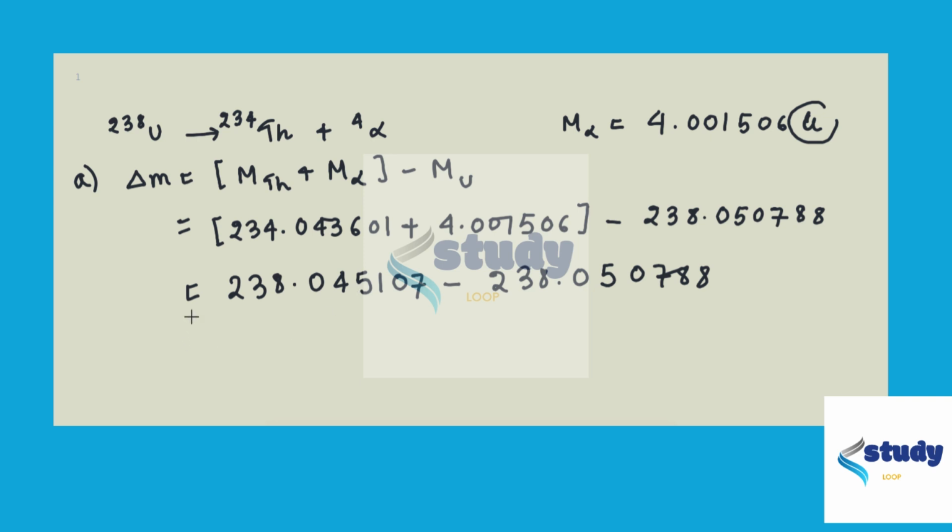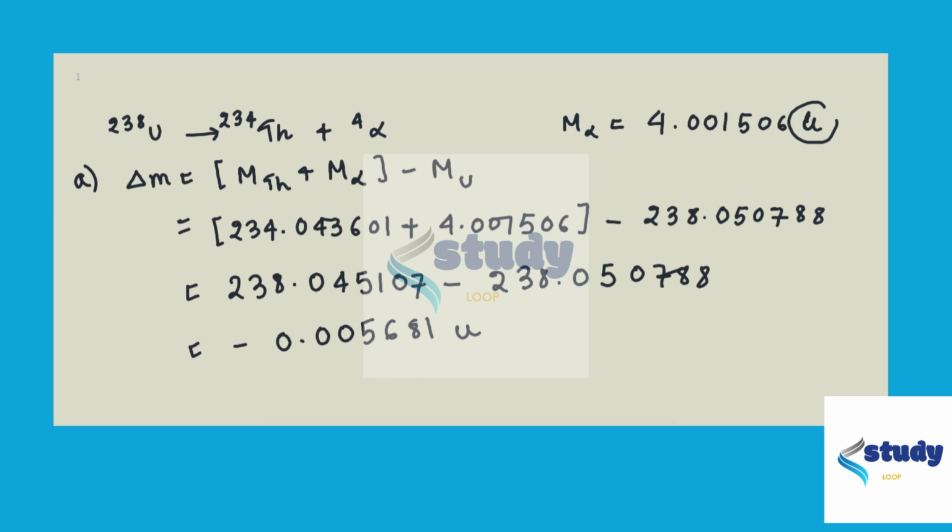Okay, and how much will that be then? Let's subtract. That comes out to about minus 0.00568 U. Okay, that's the mass difference you get. So that much mass has been lost, and that mass isn't really lost, it just got converted into energy. And how do we know how much energy it generated?